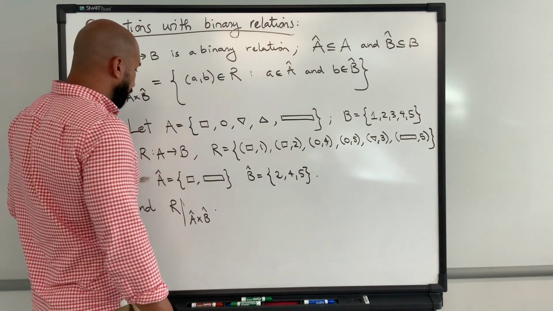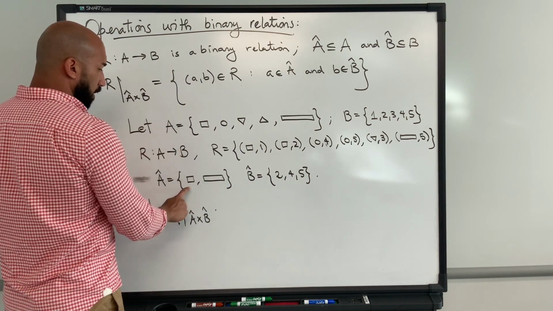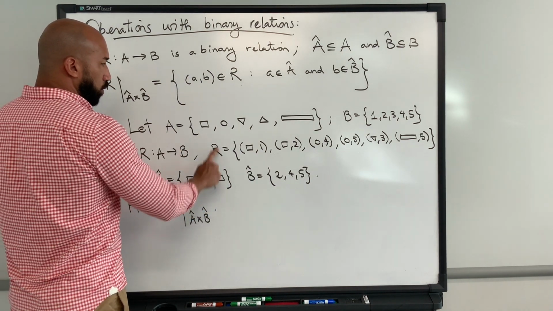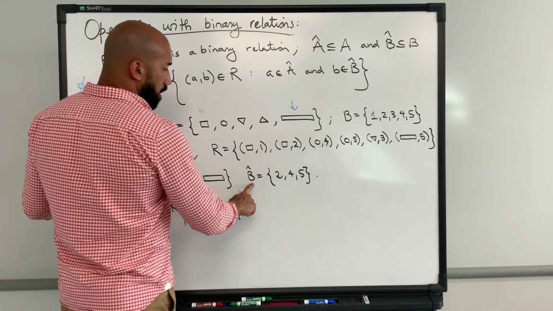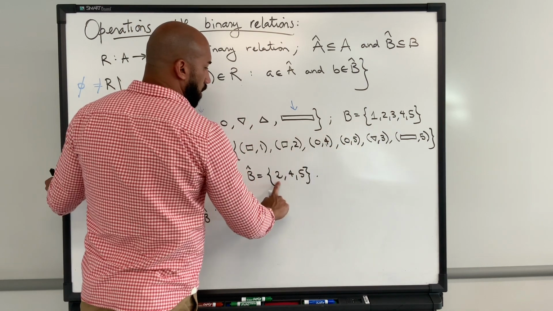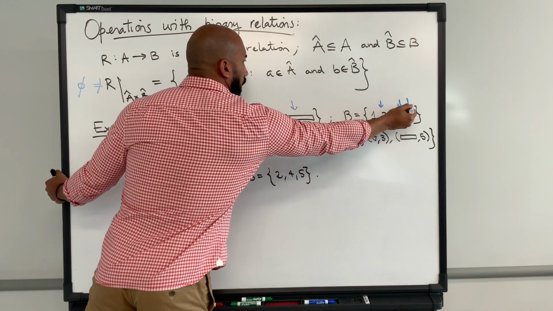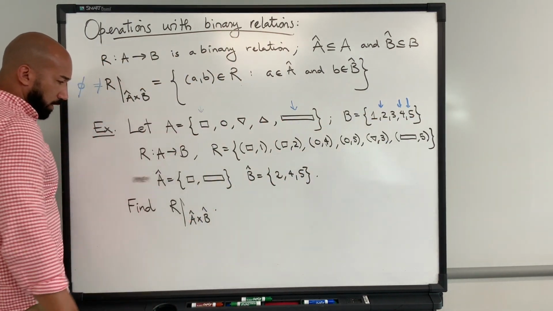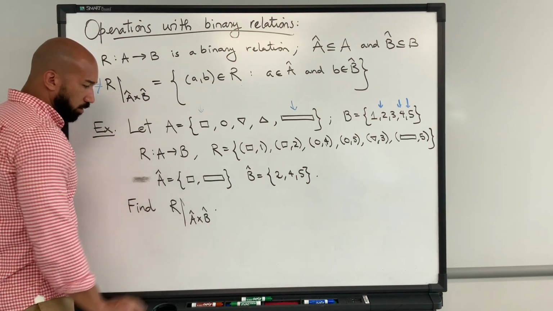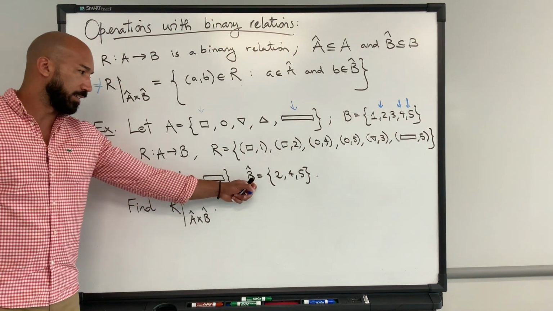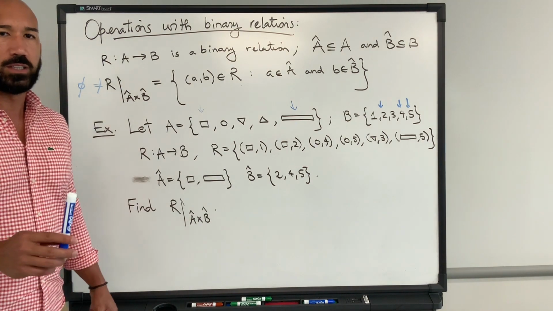All right. A hat is a subset of A, consisting of these two elements, the first and the last one. And B hat is a subset of B consisting of these three elements, 2, 4, and 5. And now we need to find what is going to be the restriction of R to the Cartesian product of this A hat and B hat. So let's see, can you help us with this example, please?